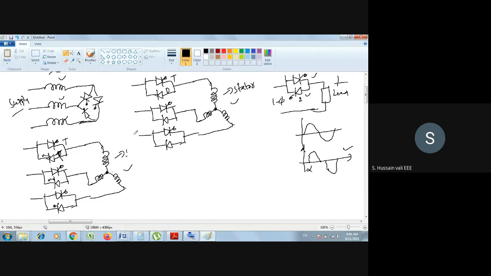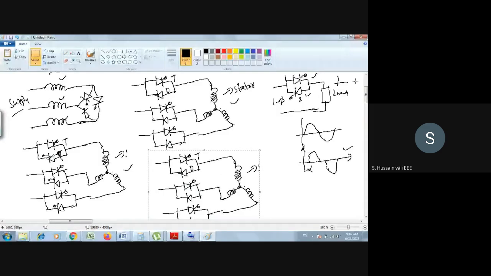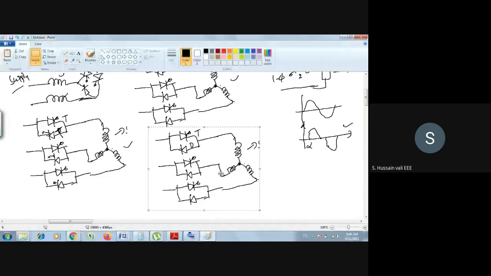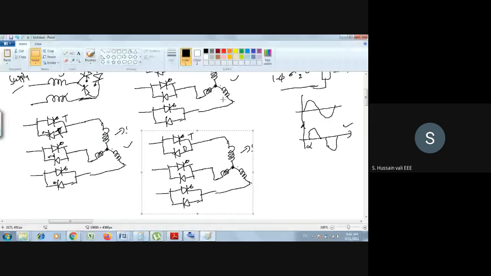Now I will draw another. Say, for example, the stator is connected in delta, not in star. Then in that case, what is the circuit diagram you will find? In that case, what is the circuit diagram you will find? So this is another thyristor.